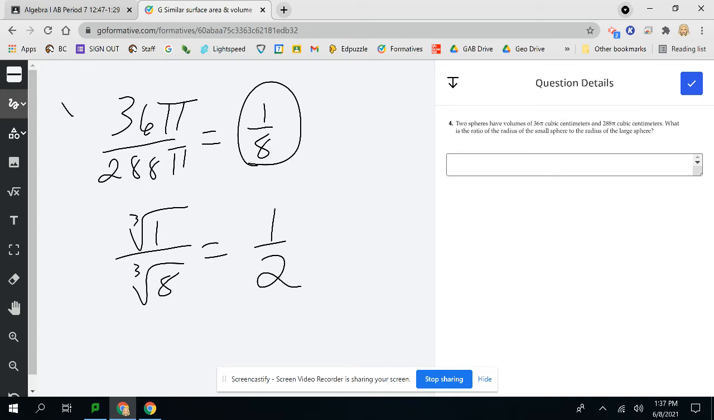That is our volumes. So to compare volume with sides, I need to take the cube root of each. So I take the cube root of 1 over the cube root of 8, and that gives me 1/2. Now, if you didn't think to reduce it, you could, in your calculator, do the cube root of 36 pi over 288 pi, and it will tell you that that's also 1/2. The key that you've got to remember is that when I'm going from volume to sides or radius, I take the cube root.